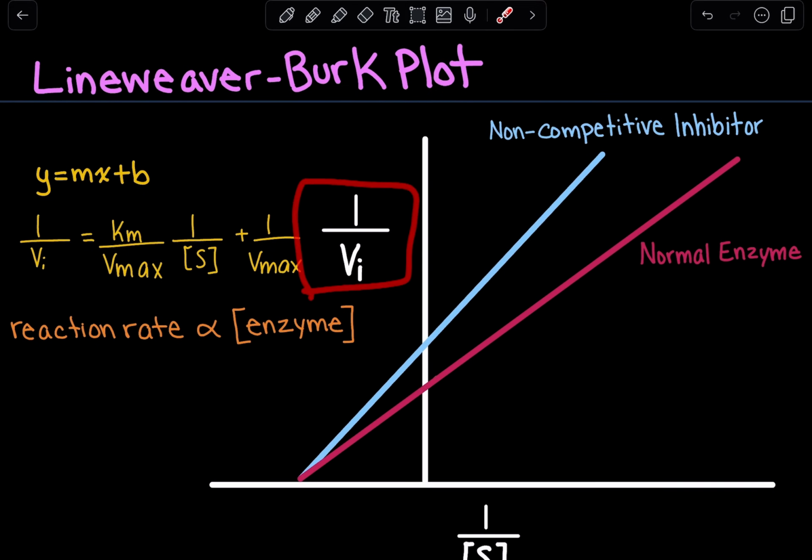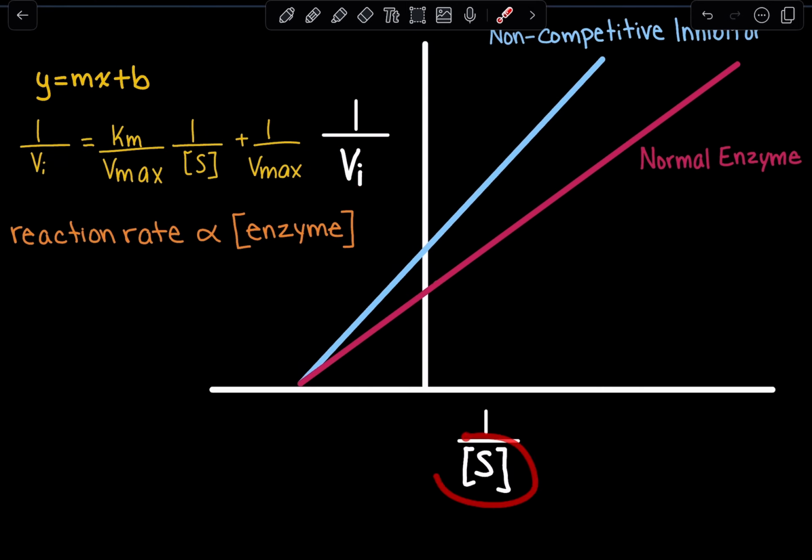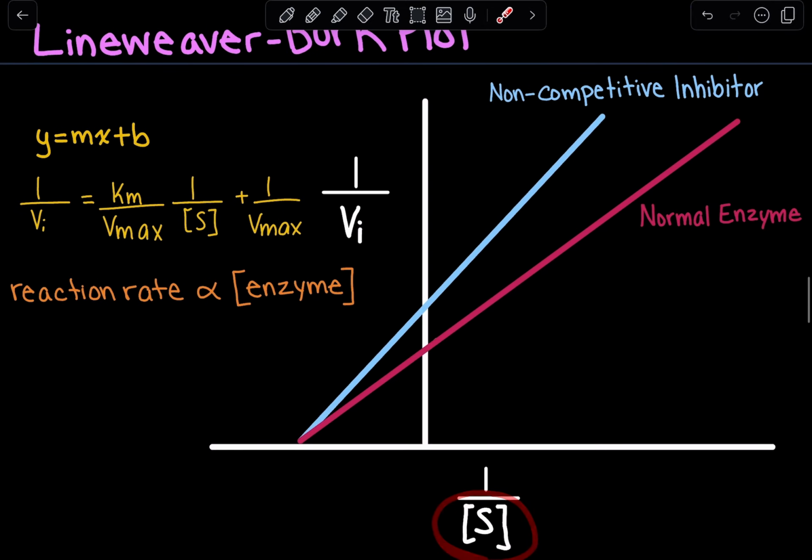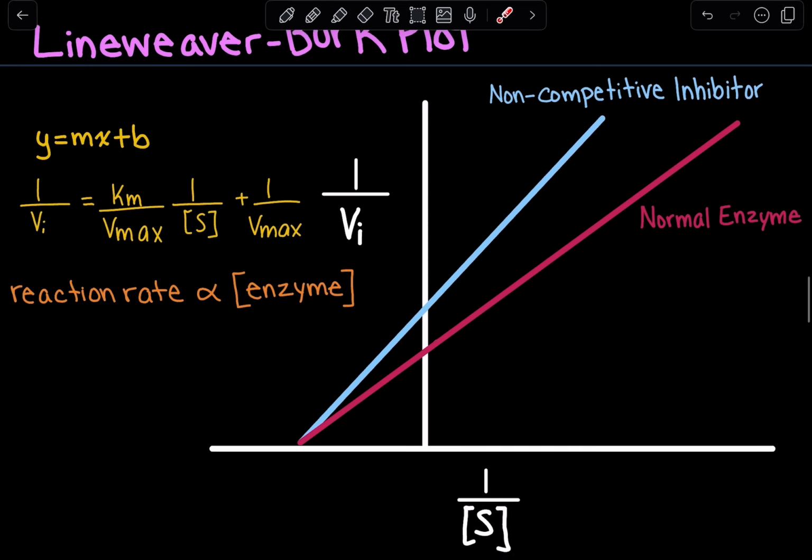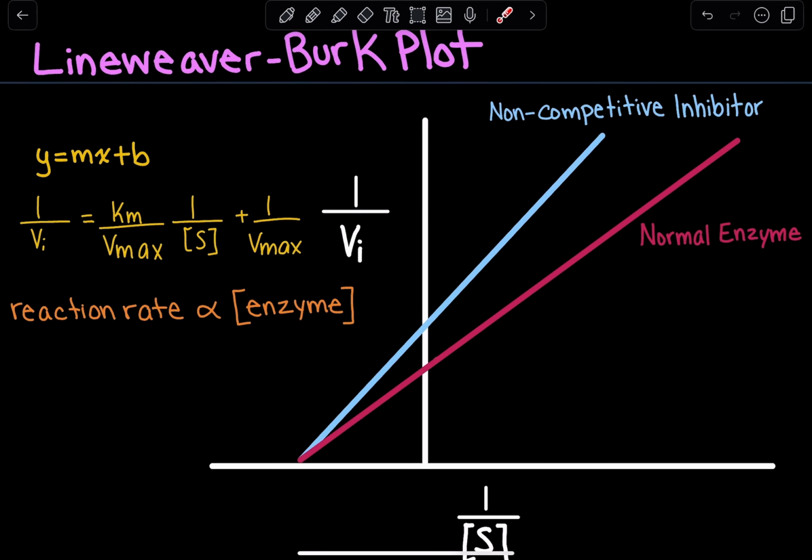We take the reciprocal of our velocity values, and we take the reciprocal of our substrate concentrations, and when we plot them, we get linearized data which follows the equation y = mx + b, where y is our y values, m is the slope, x is the x values, and b is the y-intercept. Now for a normal enzymatic reaction with no inhibitor present, we can see the following line. But when we have non-competitive inhibitors present, we can see there is a change in our plot.